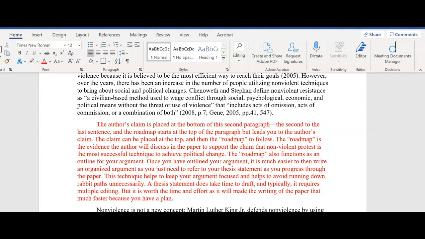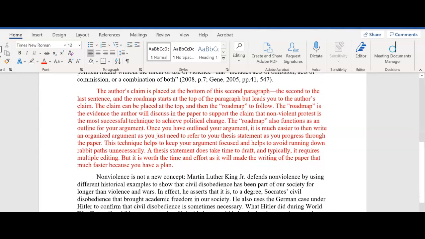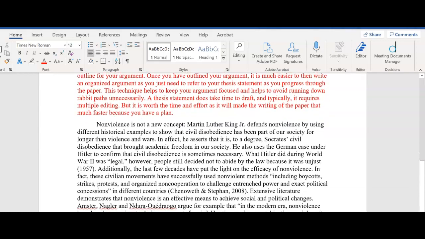I mean, think about it. If you're running down rabbit paths and you have to engage in some really heavy editing later after you've written your paper, that's not a good use of your time. It's much better to figure out the shape that your argument is going to take and make sure that you have the evidence that will support what it is that you're trying to claim in your paper. And so keep that in mind. So here we can look at the argument.